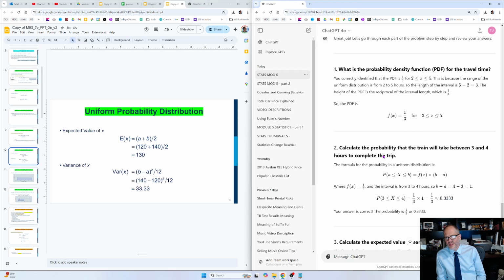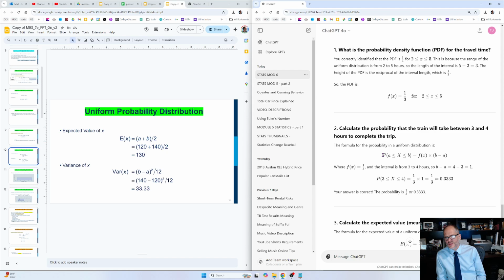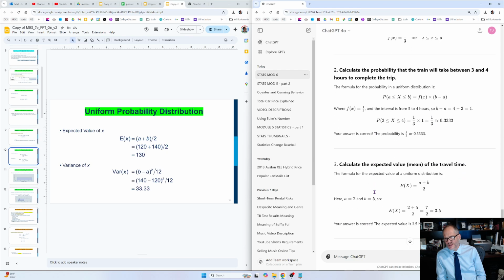Calculate the probability that the train will take between 3 and 4 hours to complete the trip. So here we have f(x) times b minus a, where we have the probability that x is between a and b. So f(x) is 1/3, and the interval from 3 to 4 hours is b minus a, so 4 minus 3 is equal to 1. So 1/3 times 1 is equal to 0.33, so that's correct.